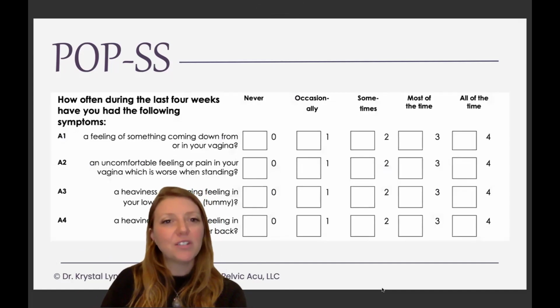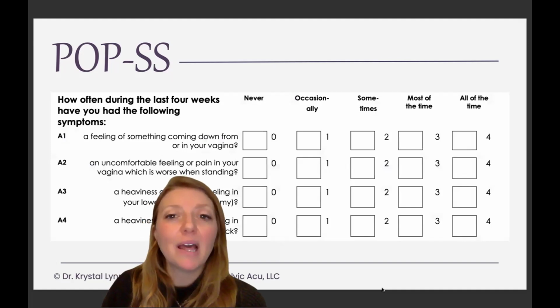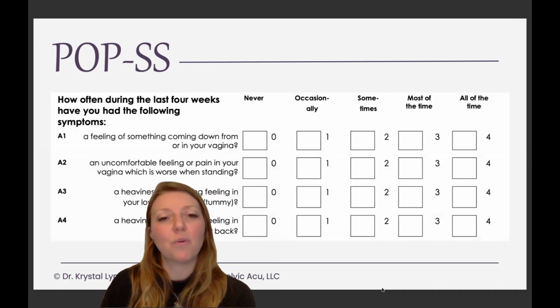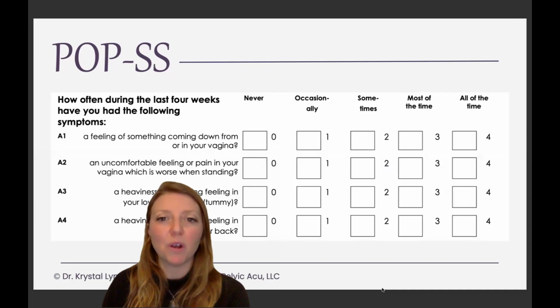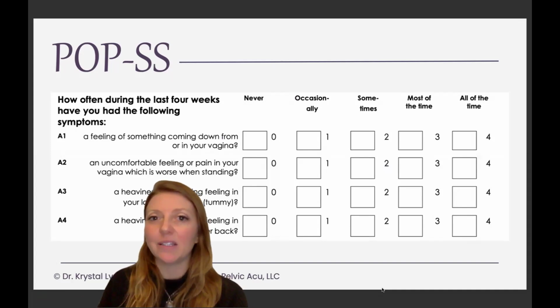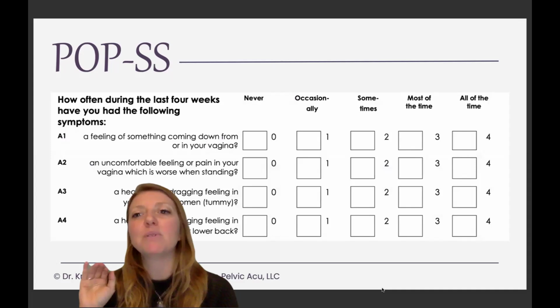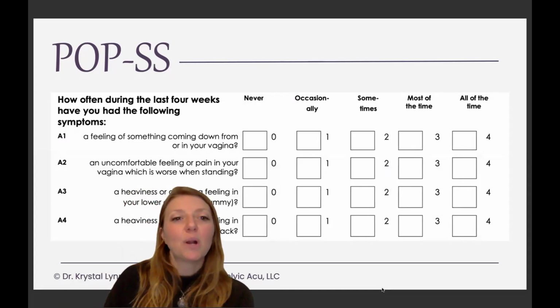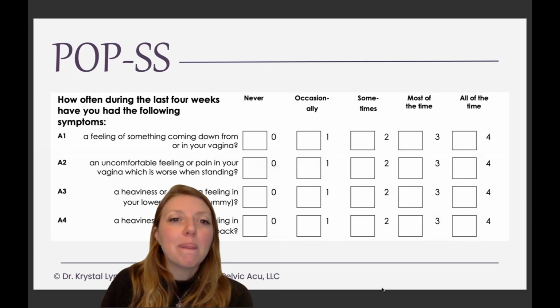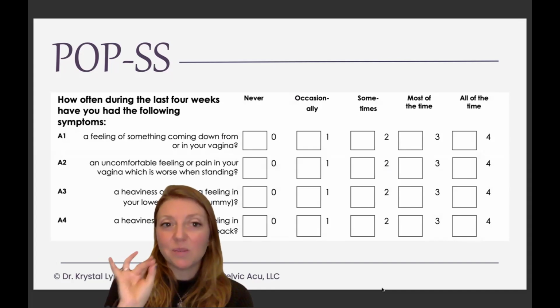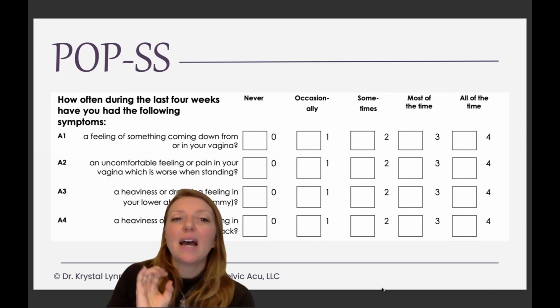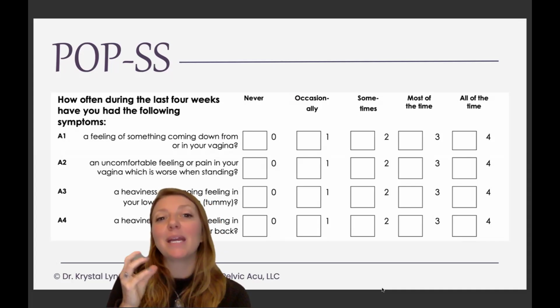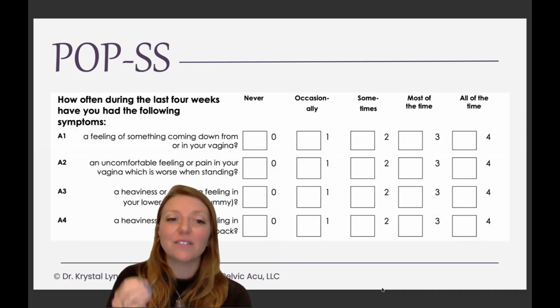So here are the questions. As I mentioned, they're quite simple and they only have one series of questions because they deal just with prolapse. And we have only one scale in this case: never, occasionally, sometimes, most of the time, to all of the time, 0 to 4. So our questions are, in the last 4 weeks, once again, specific to the last 4 weeks, has one had a feeling of something coming down from or in the vagina?